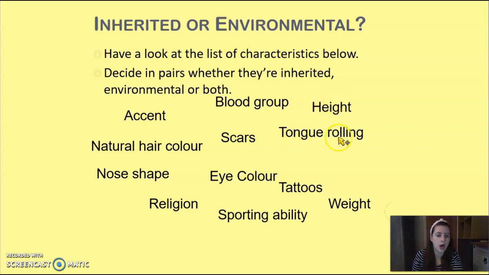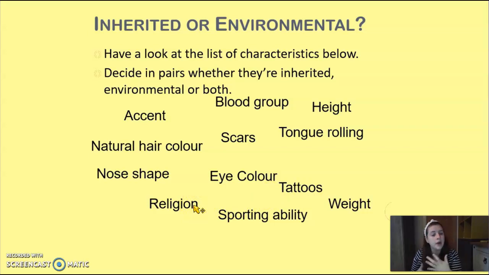So again, we talked about height and weight, your accent, depending where you live. So if you inherit your parents' accent, their way of talking from living with them, and you move away somewhere else, your accent might change or develop. Your blood group, definitely, it comes from your parents. You can't change that. Scars we talked about were environmental. Tattoos, you choose to have tattoos, they're environmental.